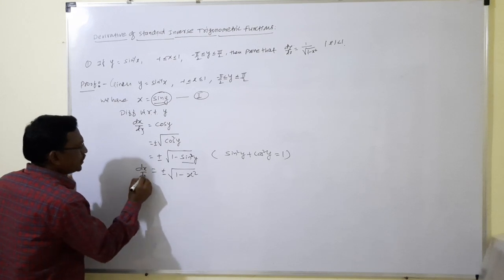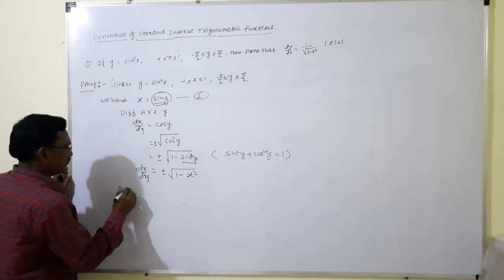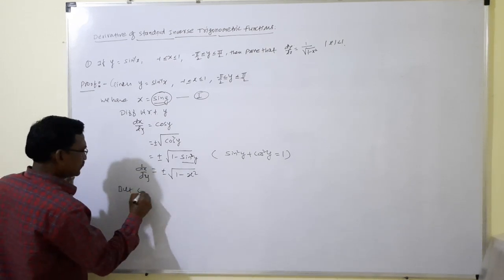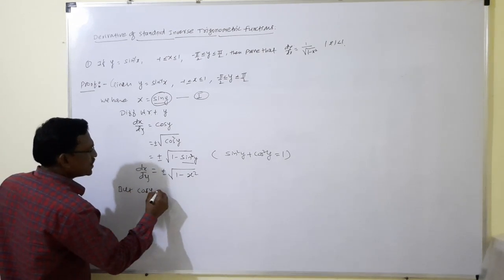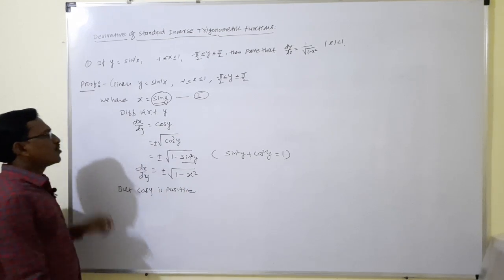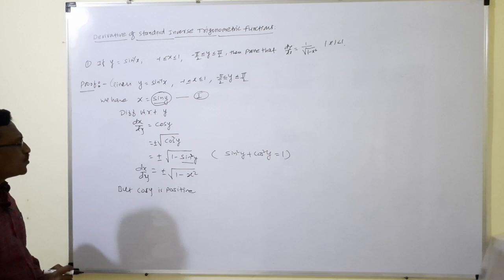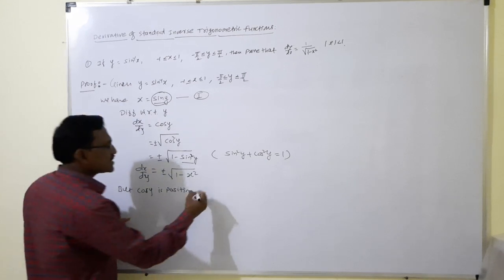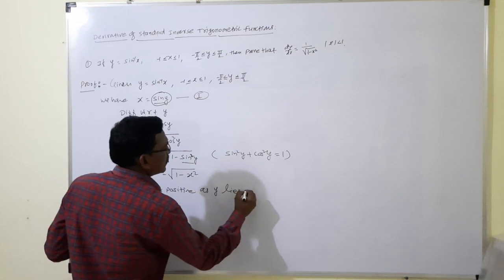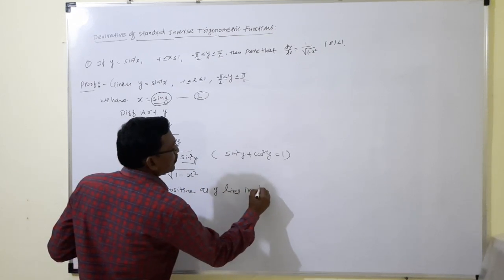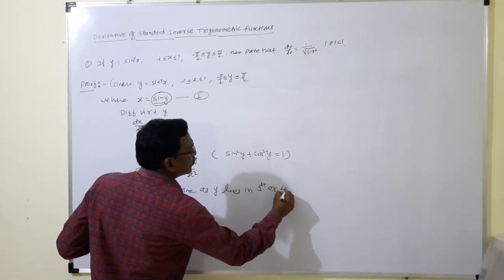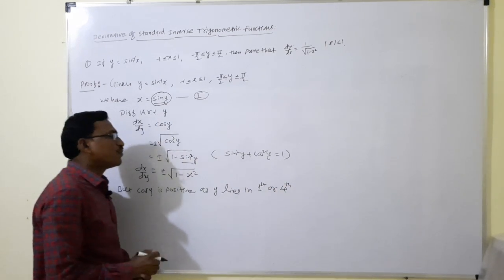Now but here cos y is positive, as y lies in the first or fourth quadrant.